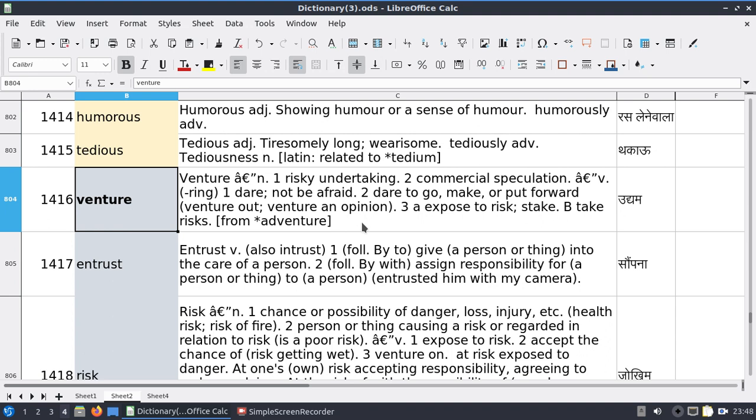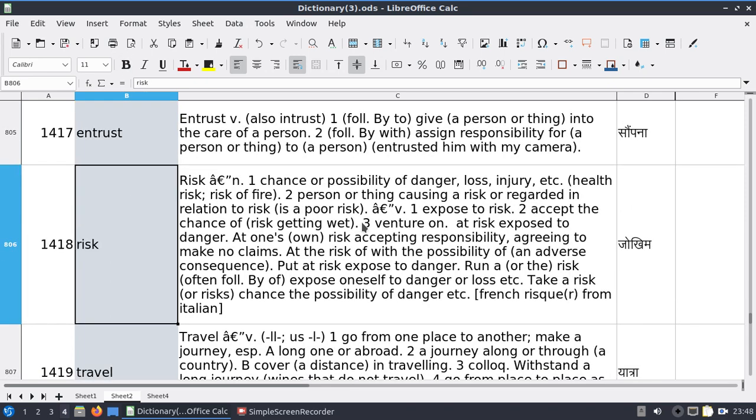Okay. Interest. Interest is actually putting trust in someone. That is interest. He entrusted the task to his nephew. That means he gave the task to his nephew. Risk. Risk means some danger is involved, some loss is involved. That is risk, right? Venture is definitely a risk.